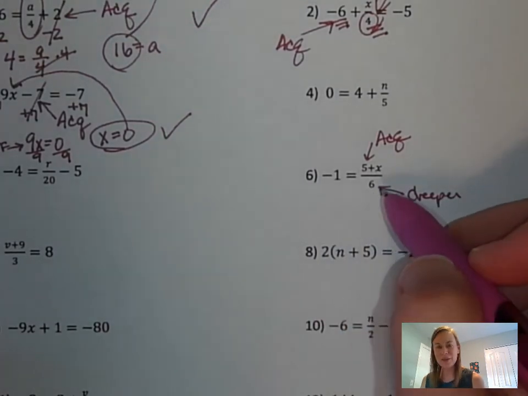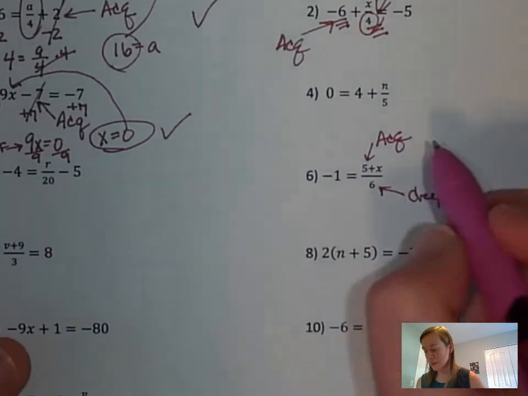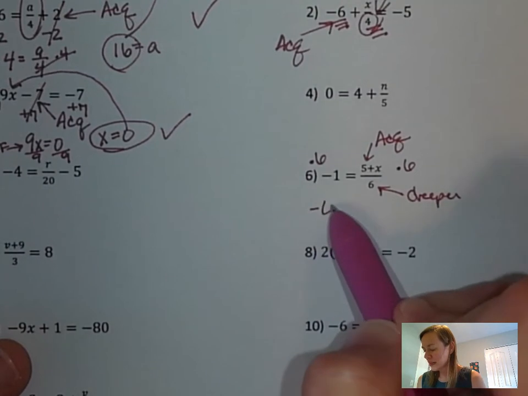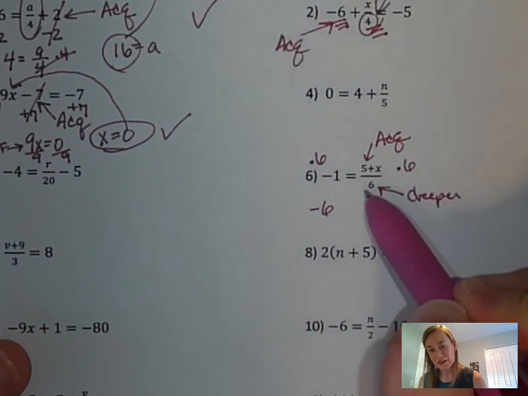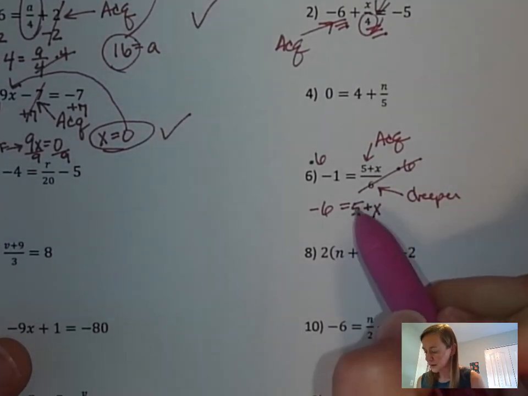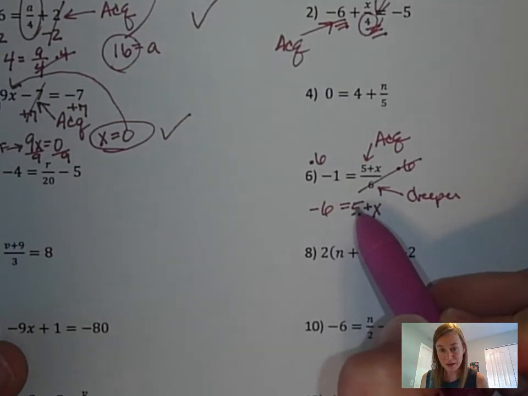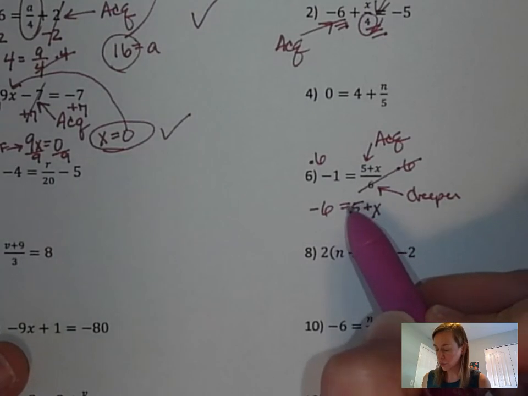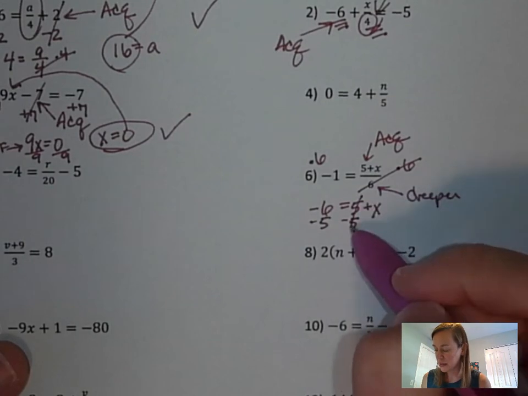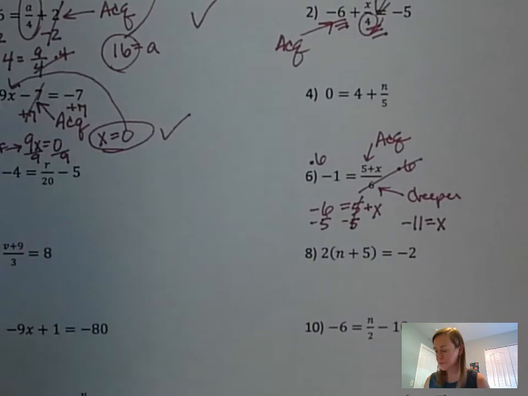Excellent. How do we get that creeper out of the basement? Right now we're being divided by 6, so to get rid of the 6, we're going to multiply by 6. So times 6 on both sides. 6 times negative 1 is negative 6. Over here, those 6's are going to cancel, and you're just left with 5 plus x. Now we have our acquaintance. Acquaintance needs to go home. So right now it's a positive 5 being added to the x. So we're going to get rid of it by subtracting 5 from both sides. That cancels out to 0. And negative 6 minus 5 is going to give us a negative 11 equals x.